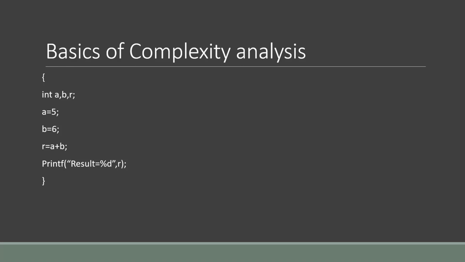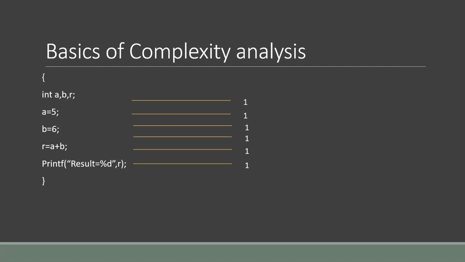Here, we have the first line as the declaration of the variables, then initialization of the variables and adding up values, and then finally printing the result. Let's see how every line is calculated at what instance of time. Every line takes 1 unit of time. Together, they make 6 units of time.